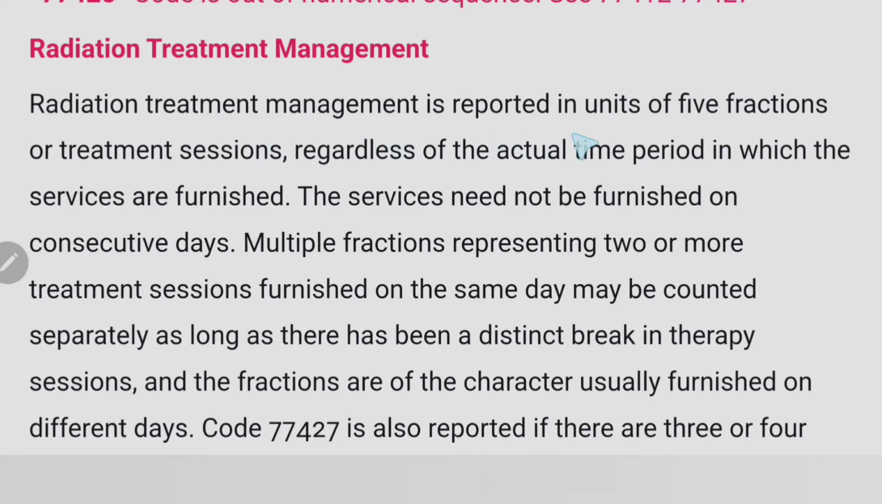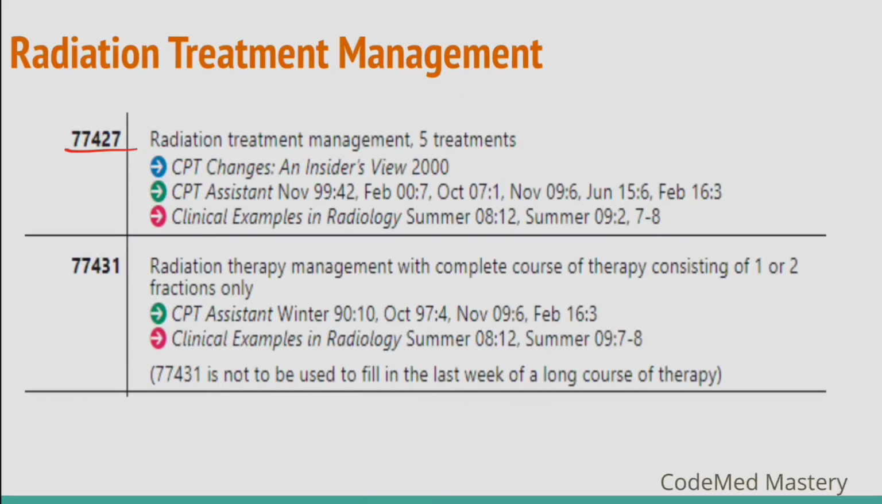Radiation treatment management is reported in units of 5 fractions of treatment sessions, regardless of the actual time period in which the services are furnished. I will explain this with the code for radiation treatment management, that is 77427. As we read in the guideline, it is reported in units of 5 fractions. What does it mean? You can check the code 77427 is for radiation treatment management. They have mentioned 5 treatments, and 1 or 2 fractions beyond a multiple of 5 at the end of the course of treatment are not reported separately.